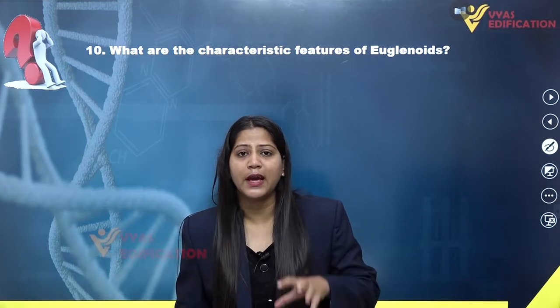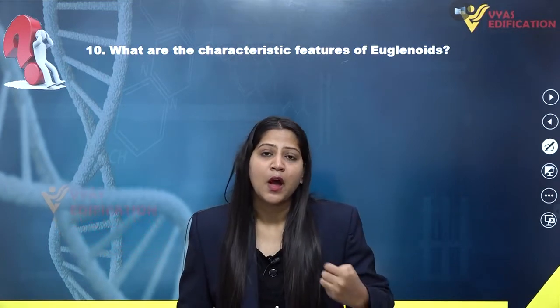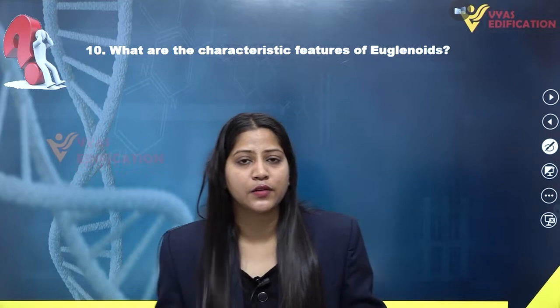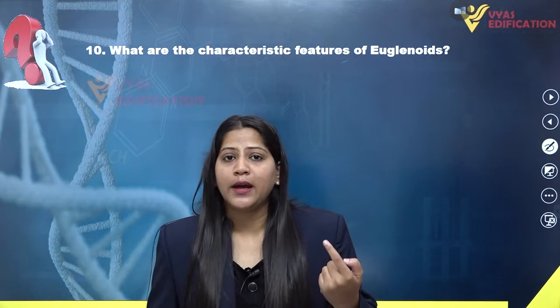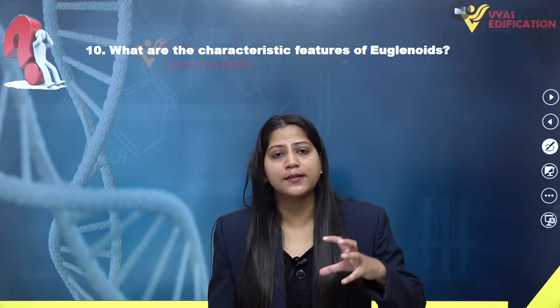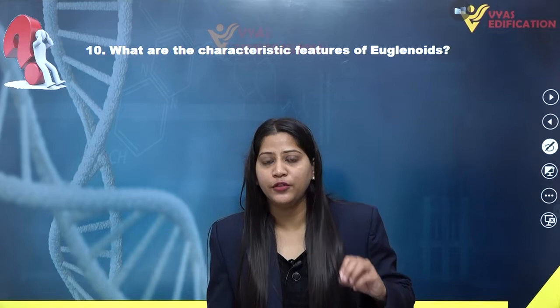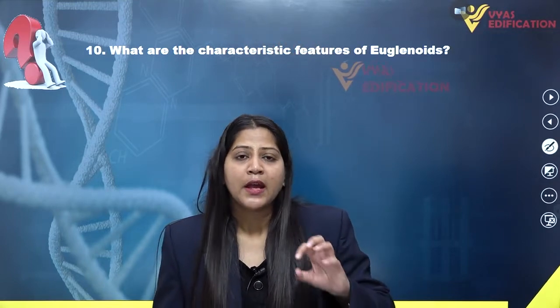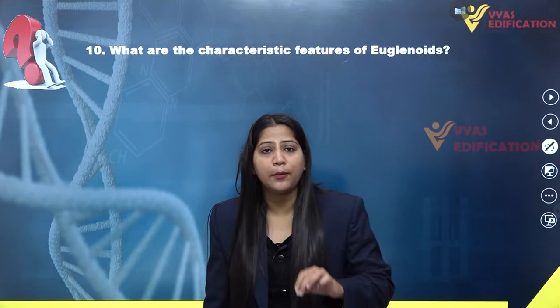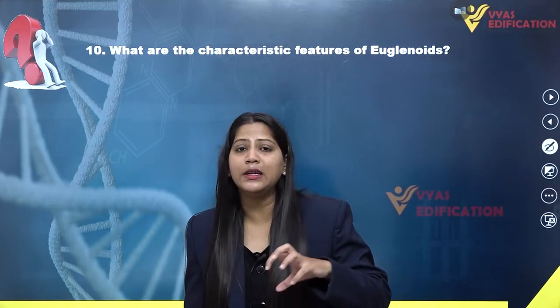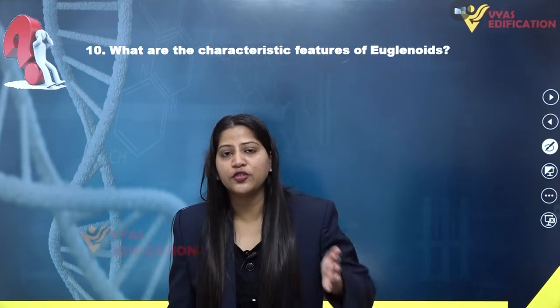They can be found commonly in fresh water. Also, among other characteristic features of euglenoids such as euglena, they do not have a cell wall. The cell wall is absent in euglena, and instead they have a protein-rich cell membrane, which is known as pellicle.